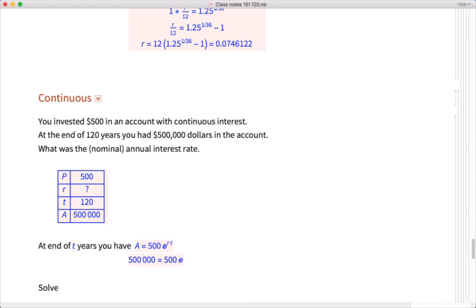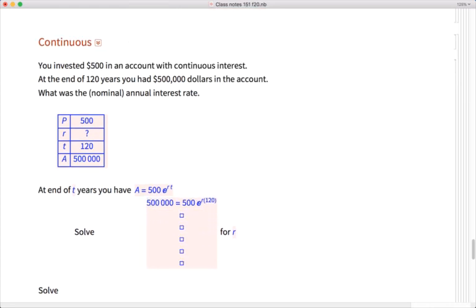e to the rt. The r is the unknown. It's the 120 years that we know. And we're trying to solve for r. Because that was the question. What is the interest rate? Solve this for r. Okay. So this is an exponential equation because what we're trying to solve for, the r, is in the exponent spot.